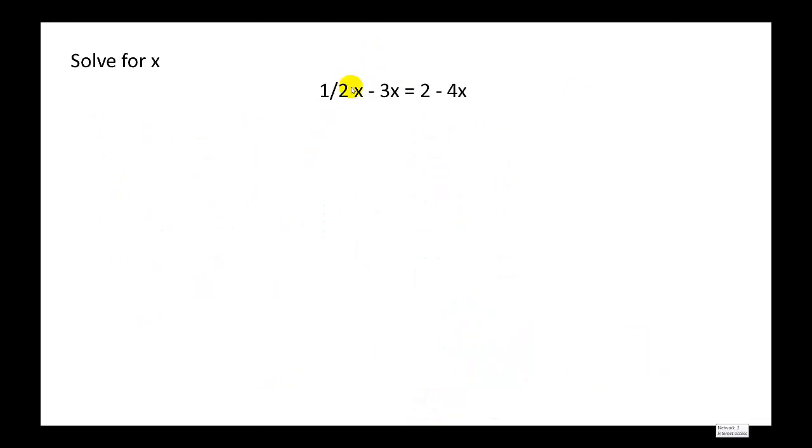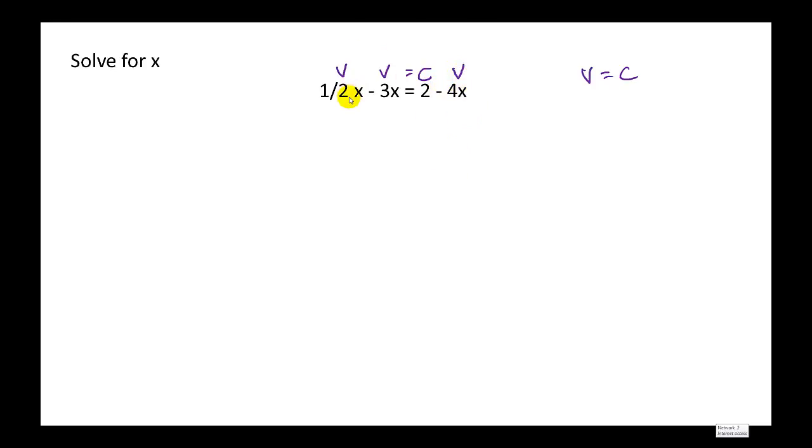If we have 1/2 x minus 3x is equal to 2 minus 4x, to solve for x, we need to get a v equals c. A variable term is equal to a constant term. I have 1/2 x, that is a variable term. -3x, that's a variable term. Equaling 2 is just a constant term, it's a number by itself. And -4x is a variable term.